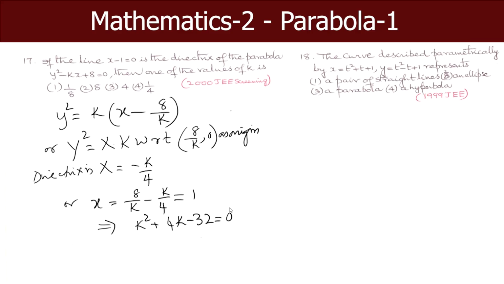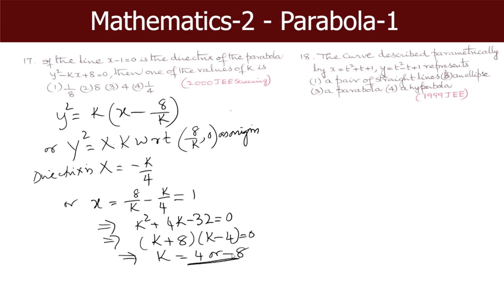This is a quadratic in k. Taking the LCM and transferring terms, k plus 8 into k minus 4 equal to 0. So, you have two values for k. One value is 4, the other is minus 8.